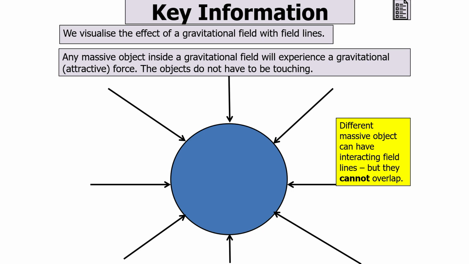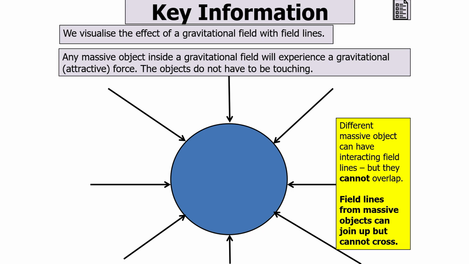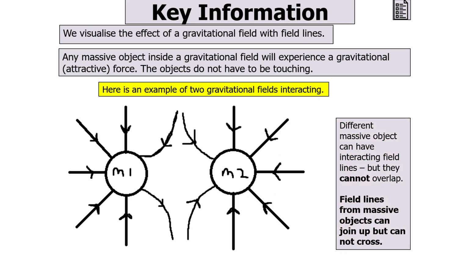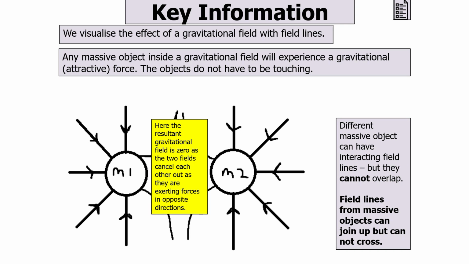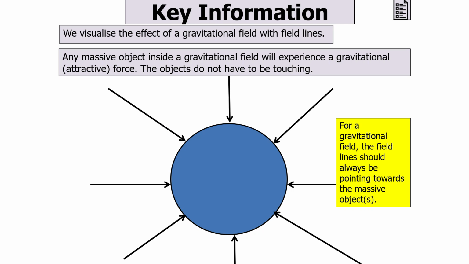Now different massive objects can have interacting field lines, but they cannot overlap. So field lines from massive objects can join up but not cross. So here's an example of two gravitational fields interacting. In the centre here, the resultant gravitational field is zero, as the two field lines cancel each other out as they're exerting forces in opposite directions. Now for a gravitational field, the field line should always be pointing towards the massive object.